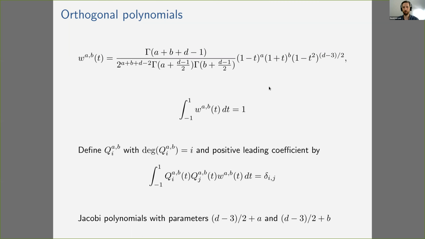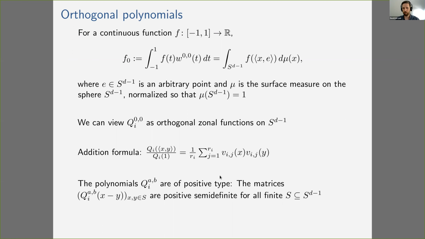This should be the dot product between x and y. So these matrices that you can form in this way are positive semi-definite matrices. Okay, and then Schoenberg also tells you that these are essentially all positive type functions. So any continuous function that is positive type, you can write as a uniformly converging series of these polynomials.